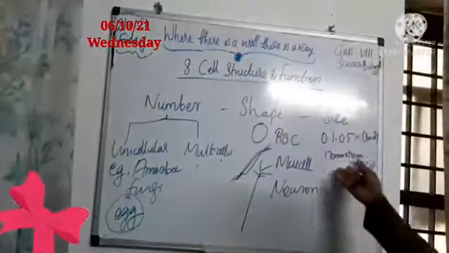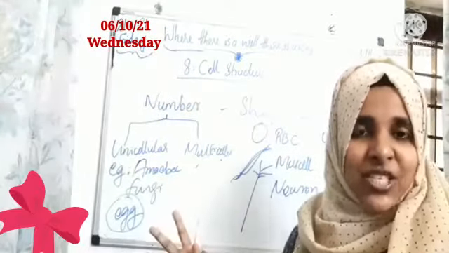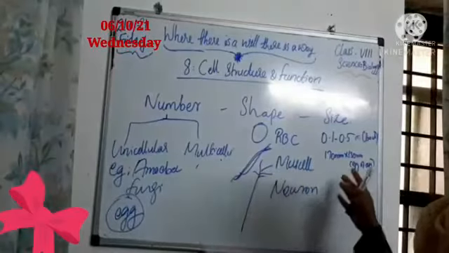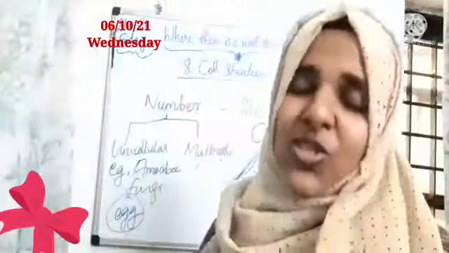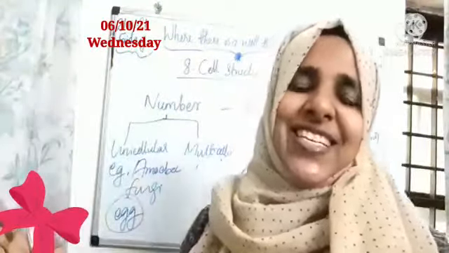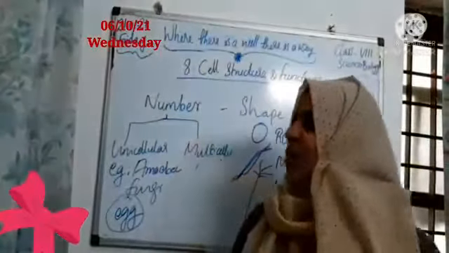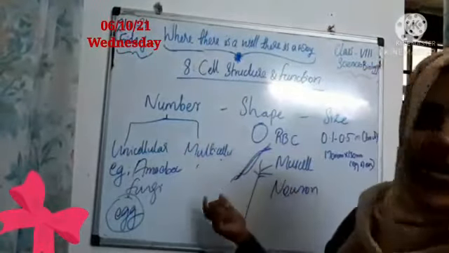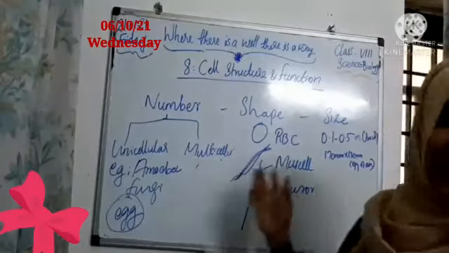Okay. Then, which is the largest cell, children? What is the size of the largest cell? That is 170 long and 130 breadth. That is the egg of an ostrich. So the egg of an ostrich is the largest cell in the world. Okay. So now you can understand which is the longest cell in the human body, that is the neuron cell, and which is the largest cell in the world.